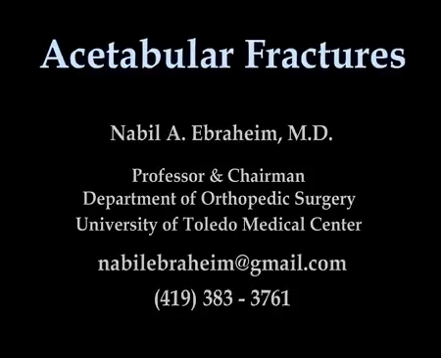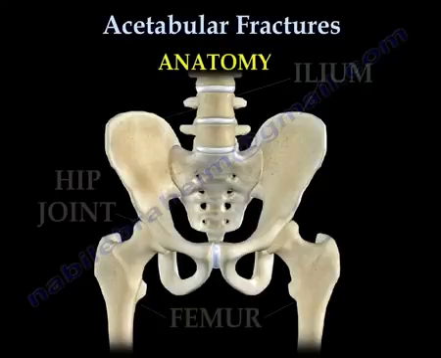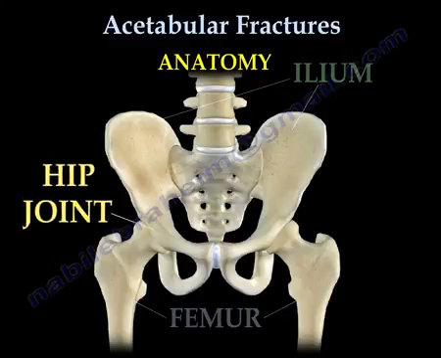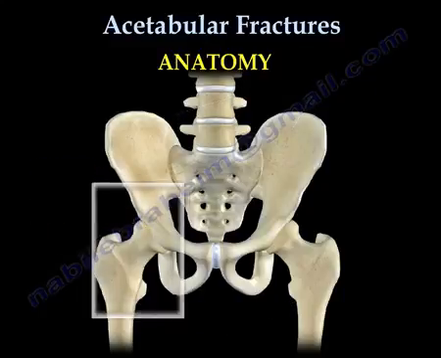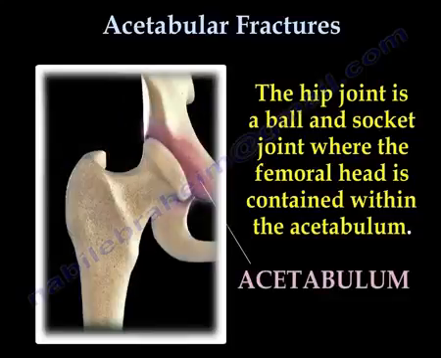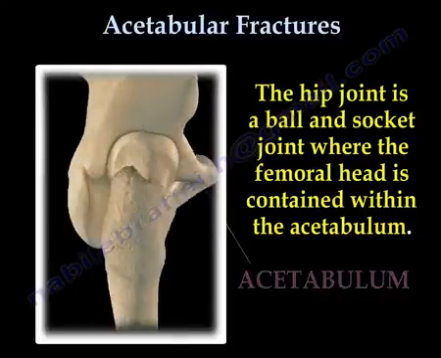Acetabular fractures. Anatomy. The weight of the body goes from the spine through the sacroiliac joints into the pelvis to the hip joint and the femurs. The hip joint is a ball and socket joint. The femoral head is contained within the acetabulum.